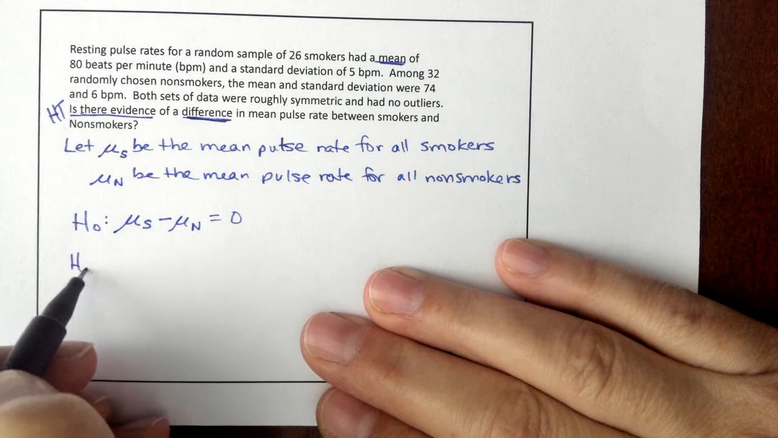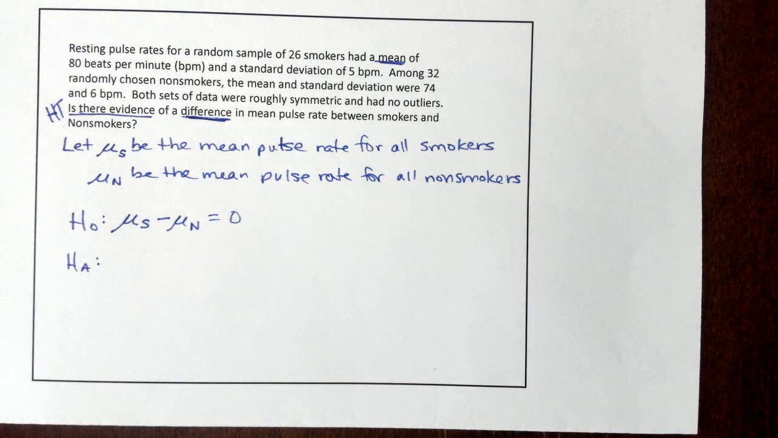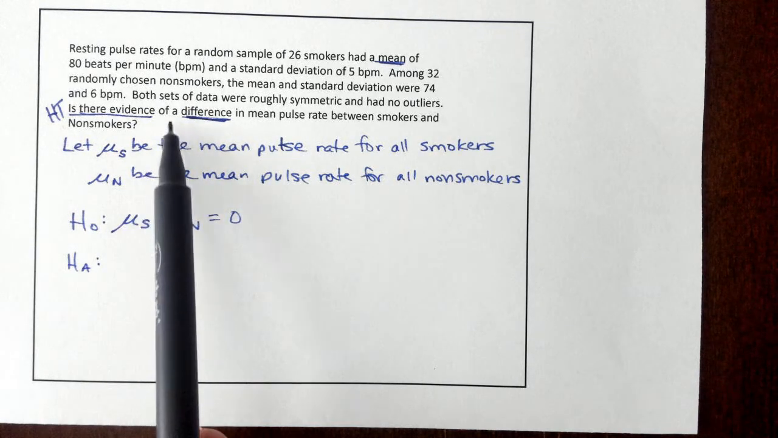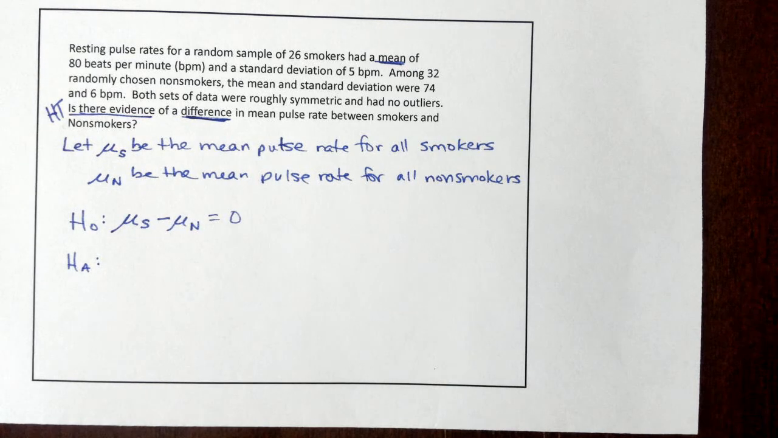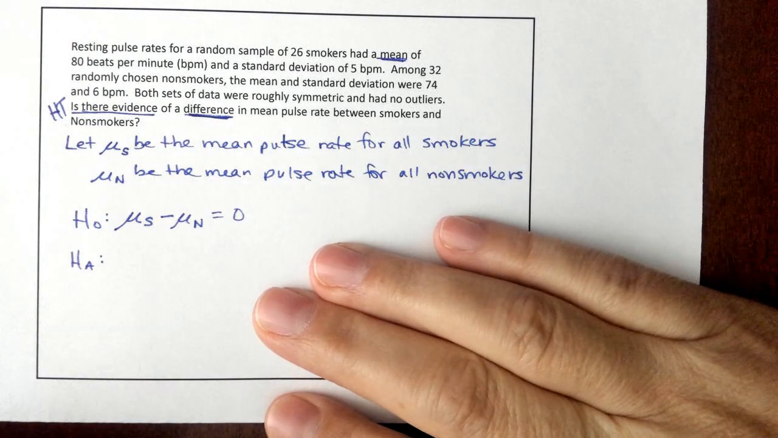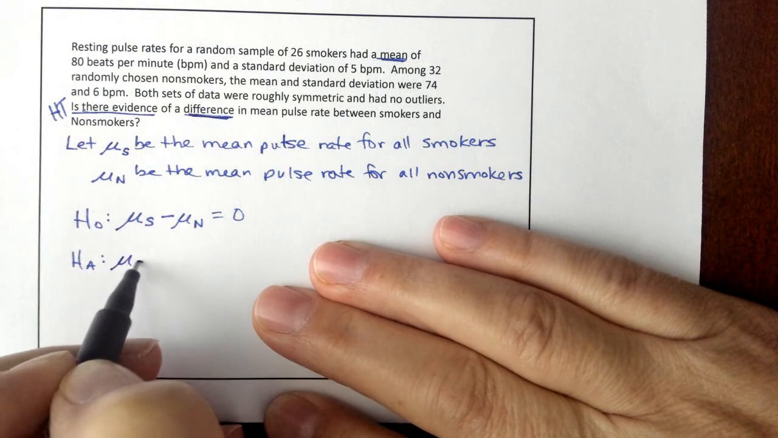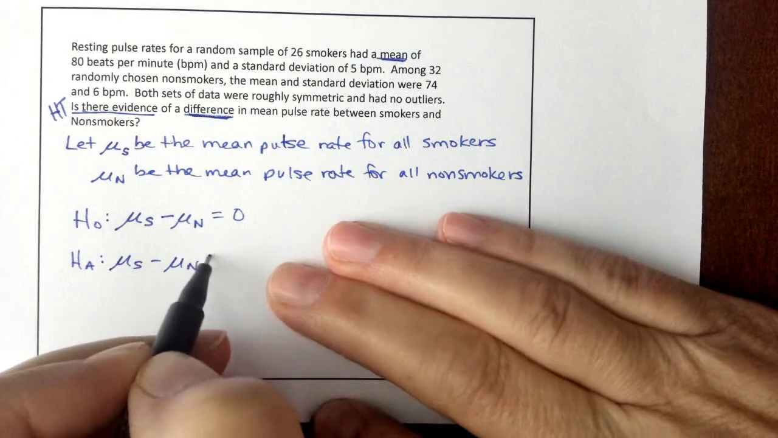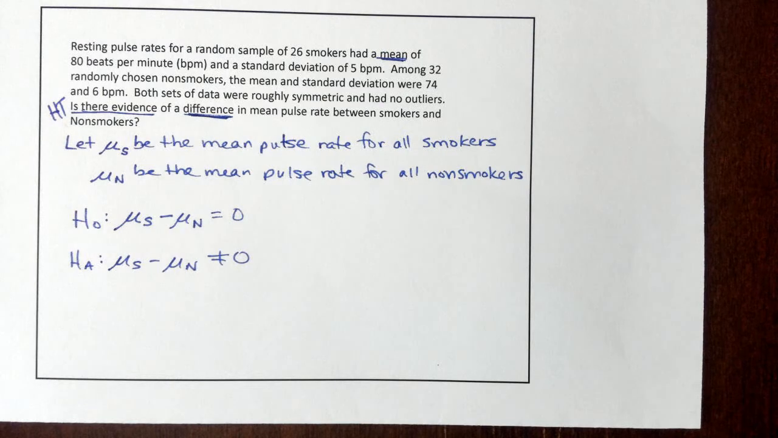On the contrary, there's an alternative hypothesis. We don't really believe they're the same, otherwise we probably wouldn't be running a test. We want to know if there is a difference. So a difference could be smokers are bigger than non-smokers. It could be smokers are lower than non-smokers. So this is a not equal to 0. These are different means, not the same. So it could be a greater than or a less than. It's going to be a two-tailed test. So the mean of smokers minus the mean of non-smokers is not equal to 0.